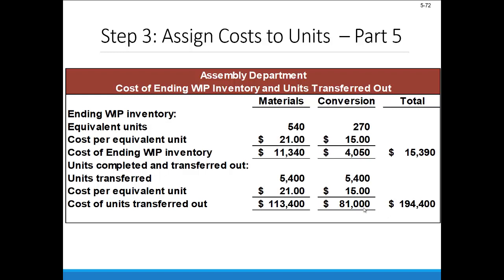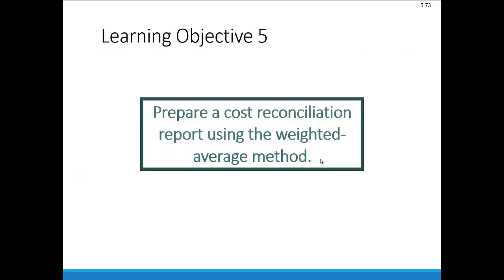And I'd see an entry if I looked in the journal for this particular department, passing those off to the next department. Right? So I'd see a decrease in this work in process inventory of $194,400, and then an increase to either a work in process account for another department or to finished goods if this department was the last stop along the line.